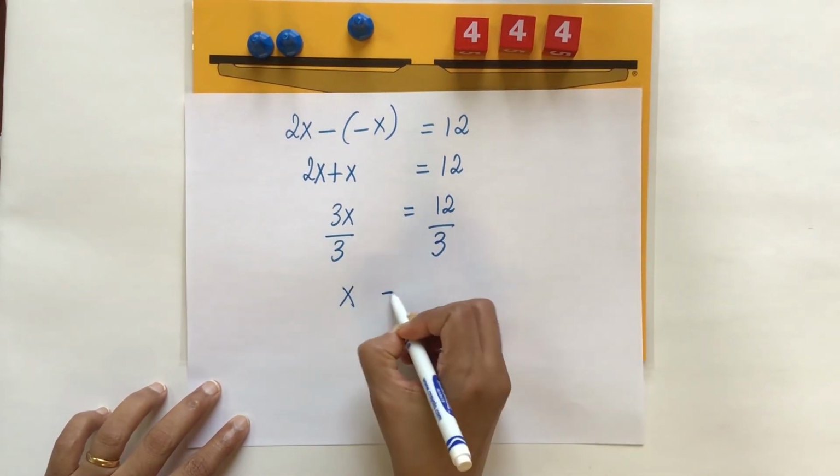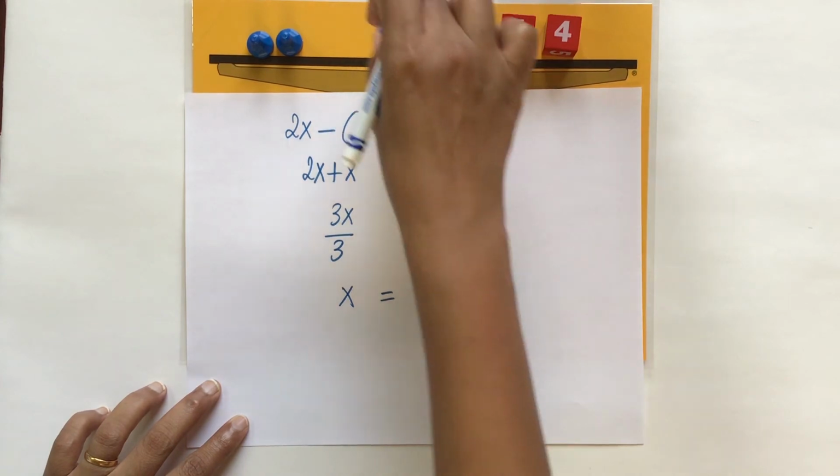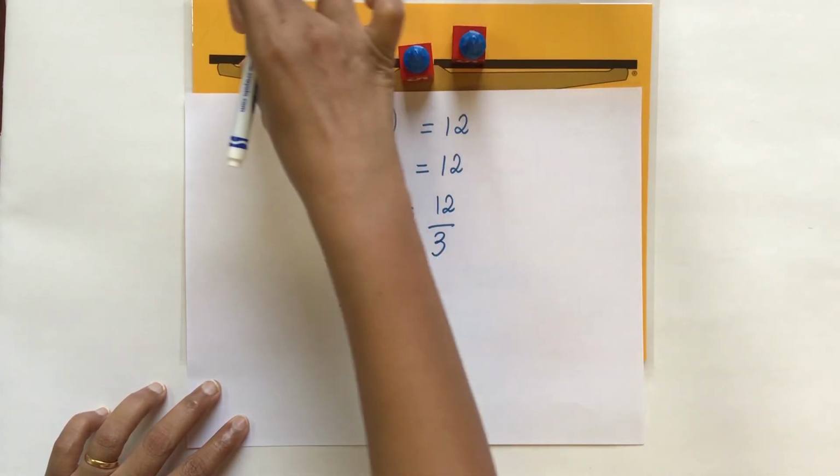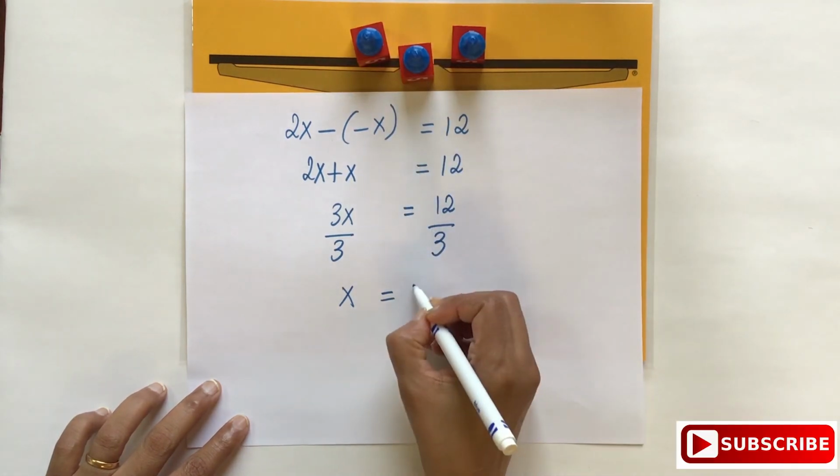So each x in this case is going to take on the value of 4. So x is equal to 4.